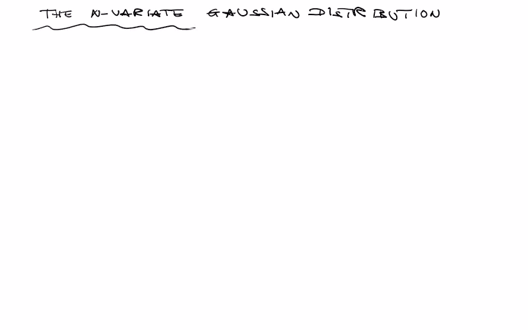So the topic today is the n-variate or the multivariate Gaussian distribution. And that's actually a fairly big topic, like everything. The reason why we are looking at that is because we are still in the process of formulating our GLM, or your GLM, or my GLM, I don't know.